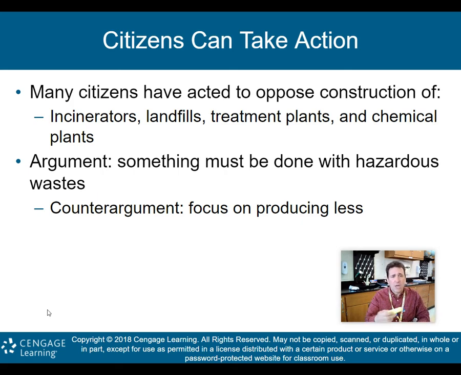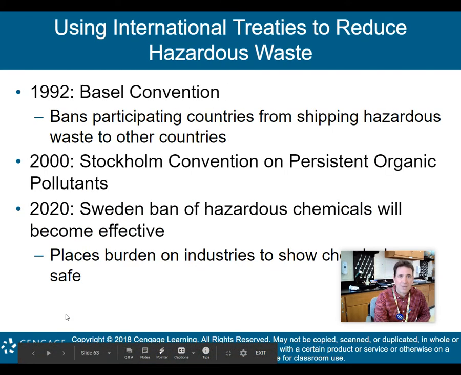of this lecture. Argument: something must be done with hazardous wastes, okay? The counter argument: focus on producing less. So again, something must be done with the waste, but the counter argument is let's not even have to deal with it. Basically, nothing has to be done with hazardous waste if you don't produce hazardous waste, right? So that's kind of the argument and the counter argument there, all right? And that's where we need to head.